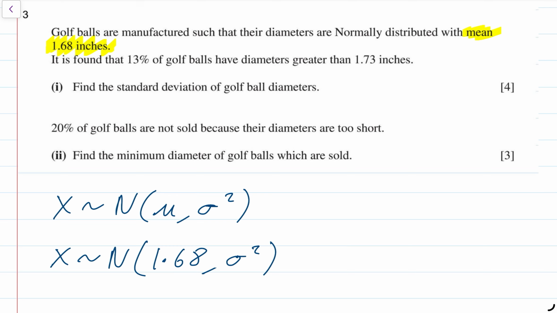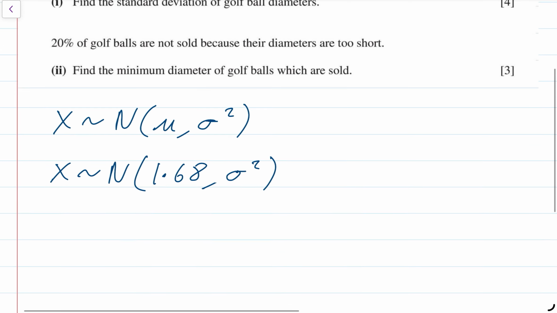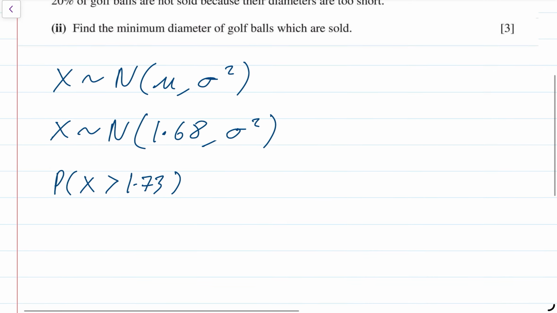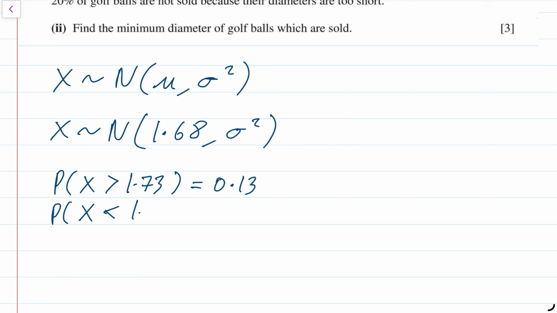Okay, next bit it tells you is it is found that 13% of golf balls have a diameter greater than 1.73. That means the probability that X, the diameter, is greater than 1.73 is equal to 13%, which is equal to 0.13. Now we're going to have to use the inverse normal, but the inverse normal only works for less thans. That means the probability that X is less than 1.73 is going to be equal to 1 minus 0.13, or 100% minus 13%, which is 87%, or 0.87 as a decimal.